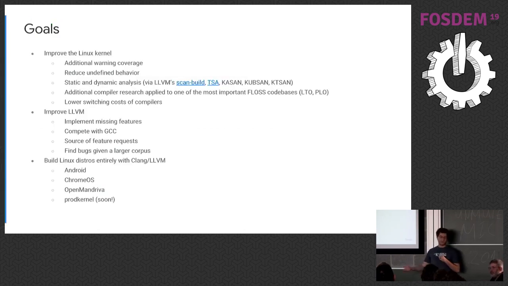Some of the goals of this project: whenever you have a newish compiler that you're pointing at a code base that hasn't used that compiler before, both the compiler and the code base stand to benefit. On the source side of things, the Linux kernel benefits by getting additional warning coverage. There are quite a few patches that we've sent just trying to drive the warning count when compiling the kernel with Clang to zero.